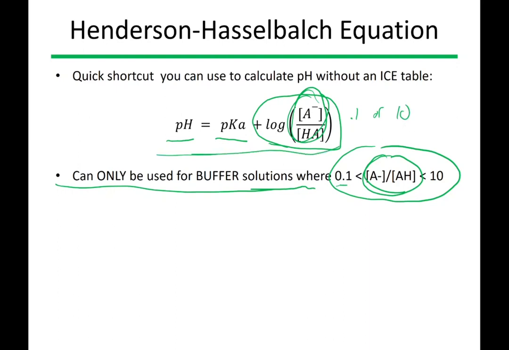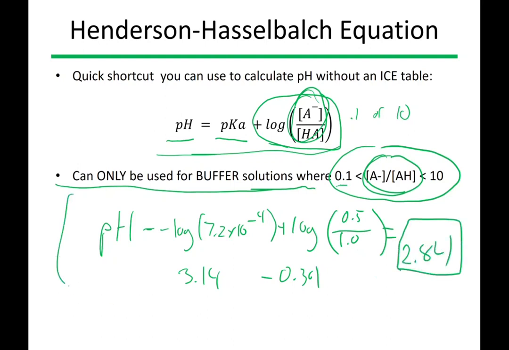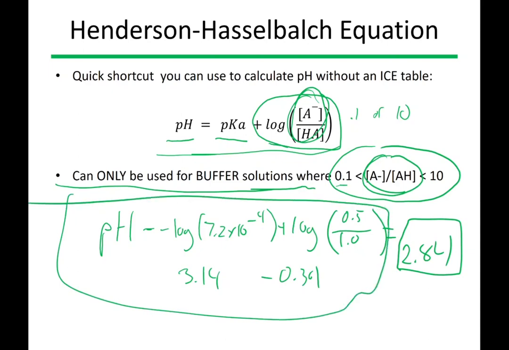Using it for this particular problem, we can plug the things in much more simply. The pH is just equal to the pKa, which is the negative log of the Ka, plus the log of the concentration of A minus over the concentration of AH, and that gives us 3.14 minus 0.301, which is equal to 2.84. The same answer we got using an ICE table, but much quicker. We could do it all with just one equation if we know the constant.